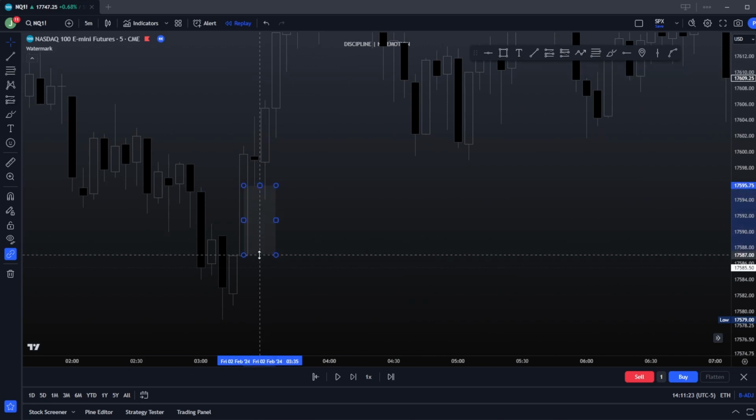Something to take note of is that price is fractal. So the things that you see on a lower time frame, you're also going to see on a higher time frame, and vice versa. You're going to see the same things on all time frames. So you're going to see fair value gaps everywhere. They're everywhere.